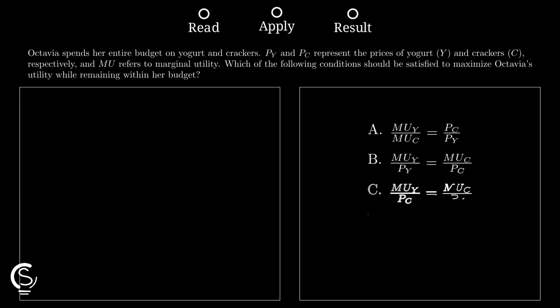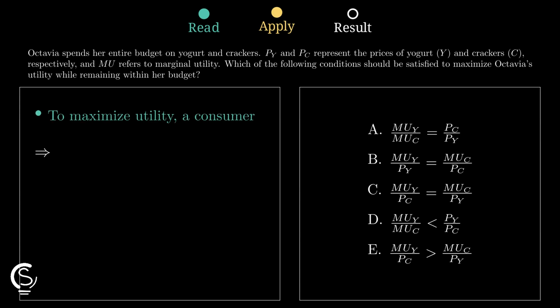To maximize total utility, a consumer must allocate their limited budget so that the last dollar spent on each good provides the same amount of additional satisfaction, or marginal utility. Mathematically, we express this by setting the marginal utility of yogurt divided by its price equal to the marginal utility of crackers divided by their price. This ensures total efficiency.